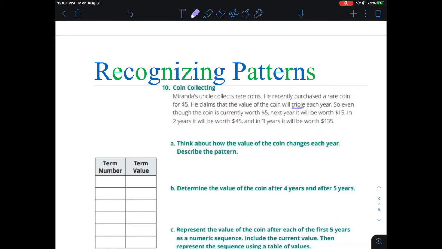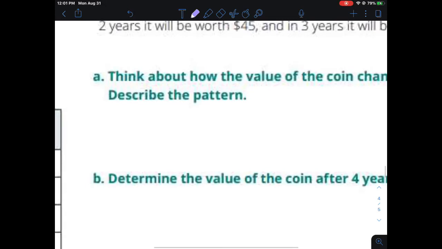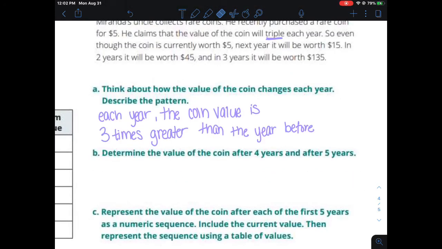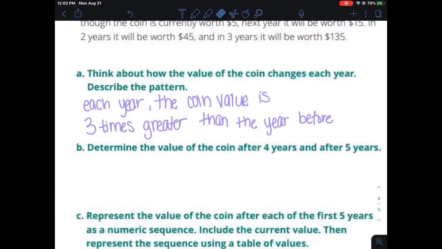Think about how the value of the coin changes each year. Describe the pattern. Well, I just told you if you were paying attention. So each year the value of the coin is 3 times greater than the year before. We're multiplying by 3. We're tripling the value. So however you want to word that out, that's up to you. Let's write that answer though. All right, part B, determine the value of the coin after 4 years and then after 5 years.